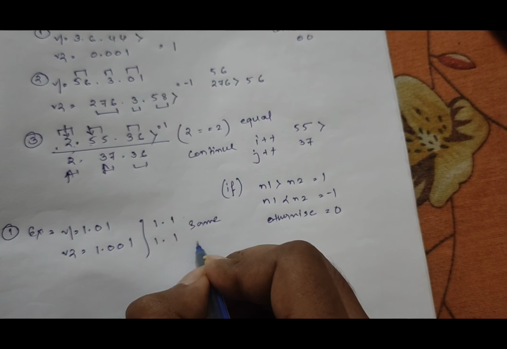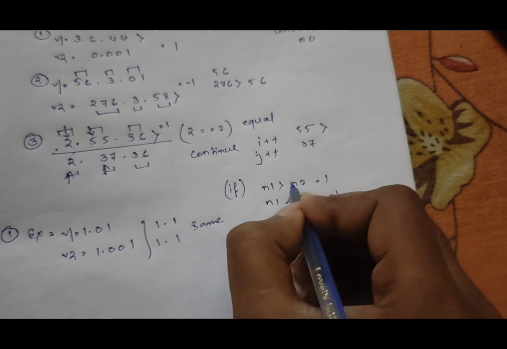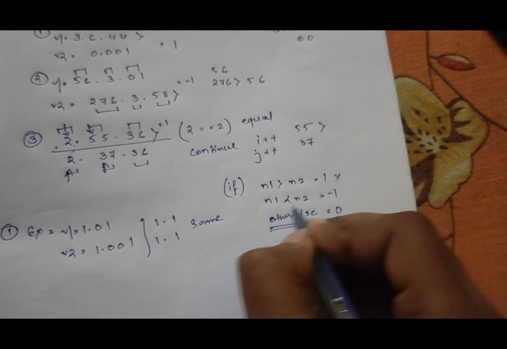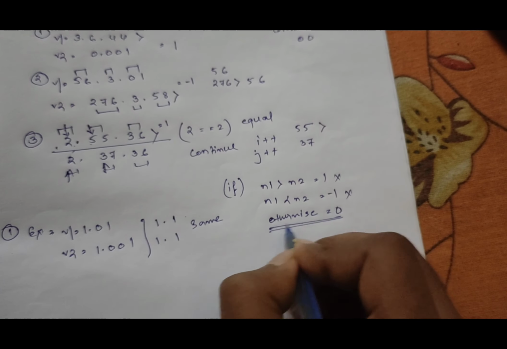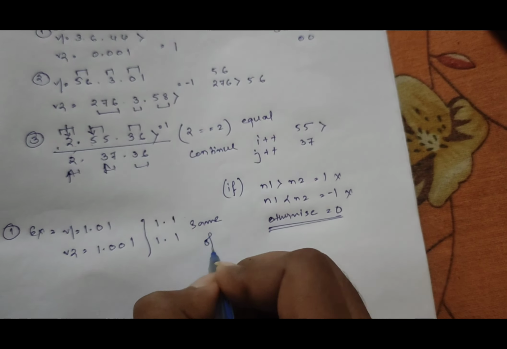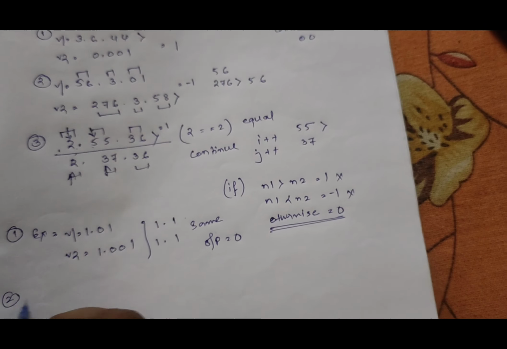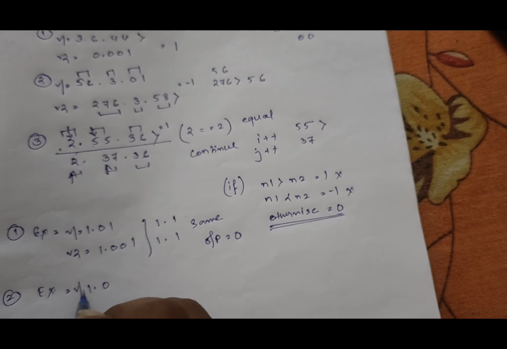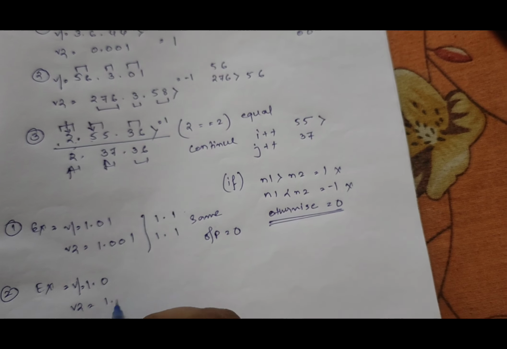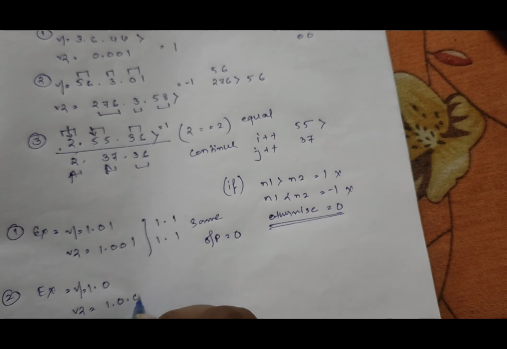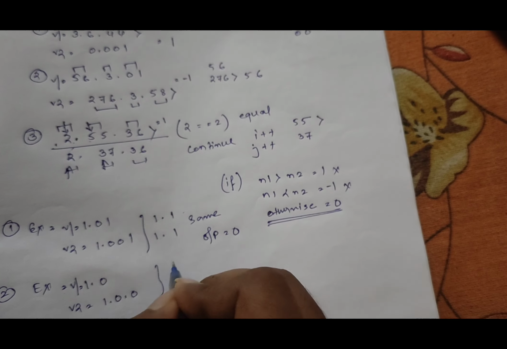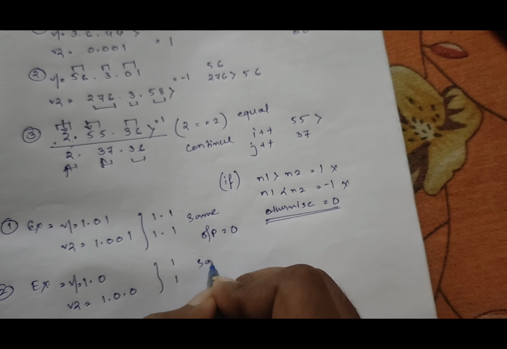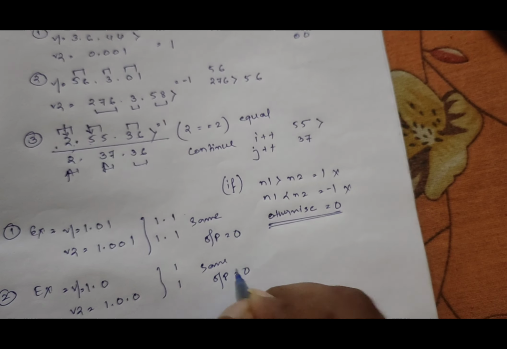So what is the output? Otherwise 0. n1 is greater than n2? No. n1 is less than n2? No. Otherwise 0, so the output is 0. In the second example, version 1 is 1.0 and version 2 is 1.0.0. Leading zeros are not valid, so this is 1, this is 1, same, and the output is 0.